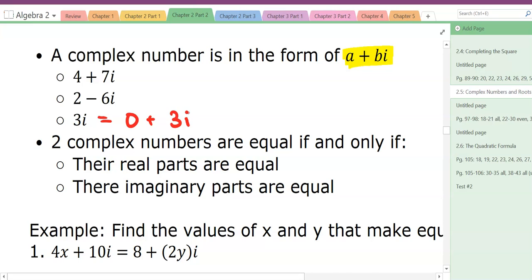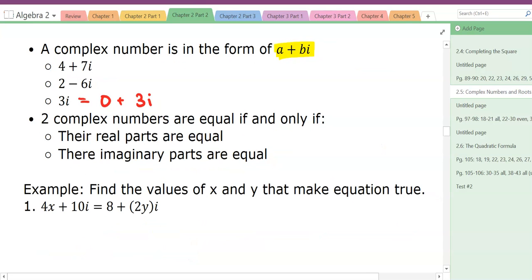So two complex numbers are equal if and only if their real parts are equal. So that would be like the a pieces, they have to be the same number. And if their imaginary parts are equal, so the bi, please. So if you had 2 plus 5i, that is only going to be equal to something else that says 2 plus 5i. They have to look exactly the same. If they don't, then they're not considered to be equal.